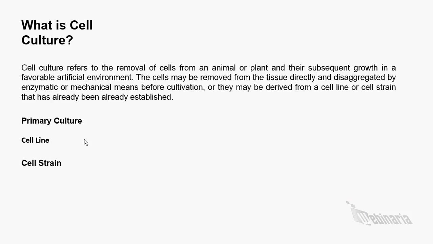Now, what is cell strain? If a subpopulation of a cell line is positively selected from the culture by cloning or some other method, this cell line becomes a cell strain. A cell strain often acquires additional genetic changes subsequent to the initiation of the parent line.